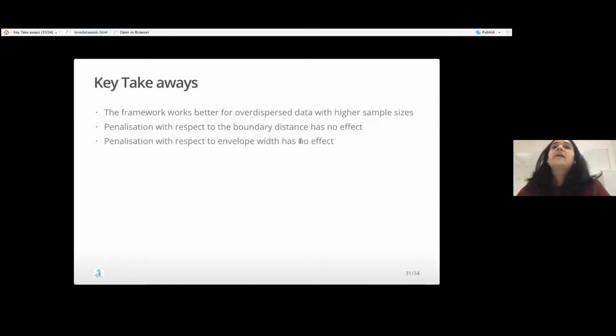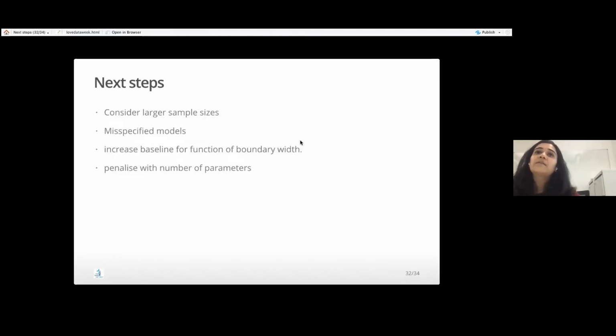The key takeaways are that the framework works better for overdispersed data with higher sample sizes, and penalization with respect to the boundary distance has no effect, and penalization with respect to the envelope width also has no effect. The next steps are to consider large sample sizes and misspecified models. We think G of B does not have an effect because its baseline is pretty low, so all the functions have almost the same value and all behave the same.